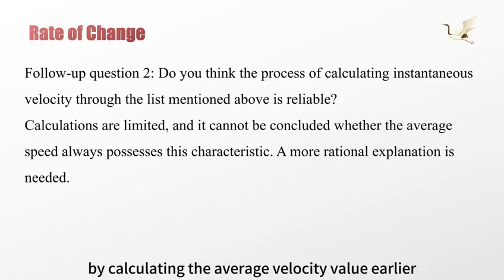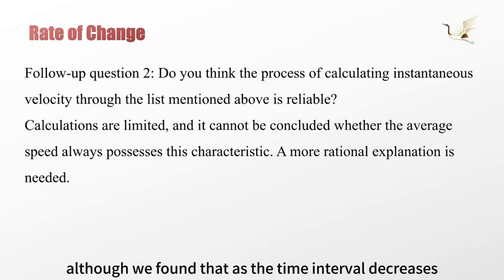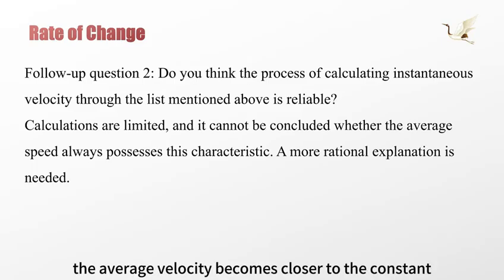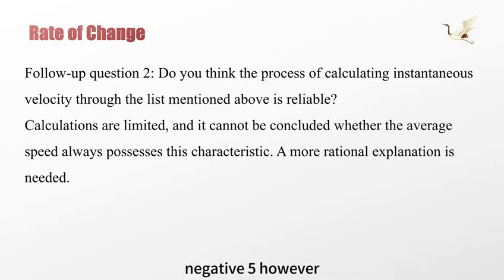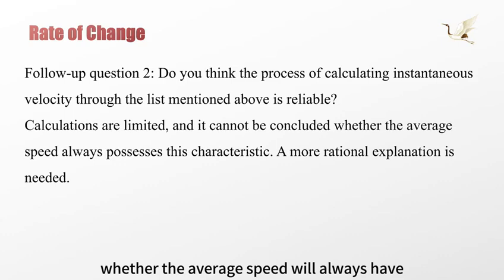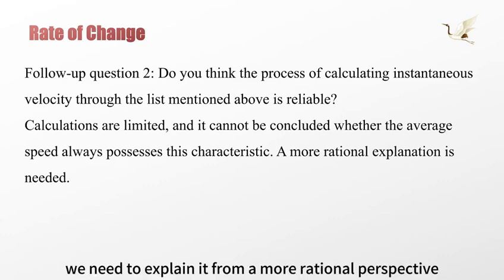In fact, by calculating the average velocity values earlier, although we found that as the time interval decreases, the average velocity becomes closer to the constant -5, calculations are limited and cannot determine whether the average speed will always have this characteristic. We need to explain it from a more rational perspective.